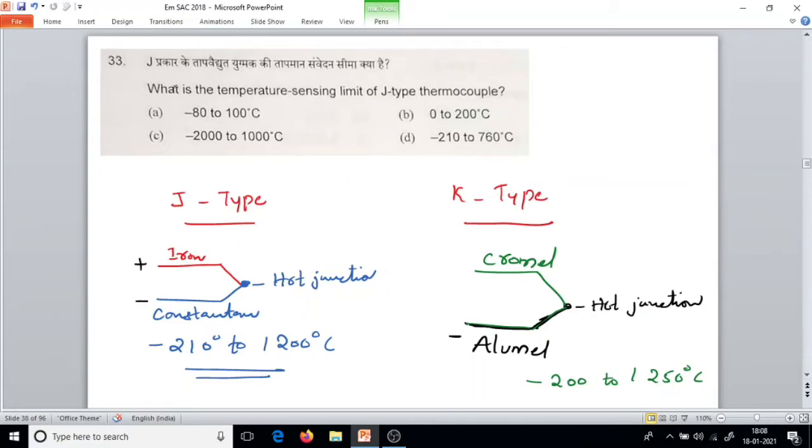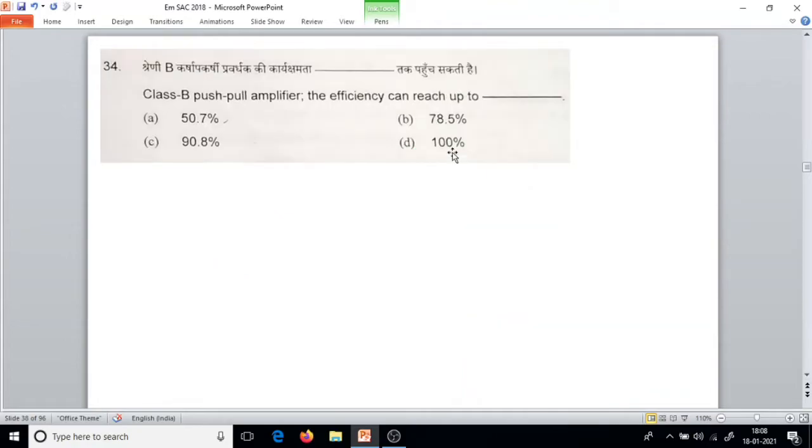So what is the question? What is the temperature sensing limit of J-type thermocouple? If you take J-type thermocouple, it can sense this temperature range easily, minus 210 to 760 degrees Celsius. So the answer is option D. Both can sense the temperature in a similar range, but they asked for J-type, so the answer is option D.